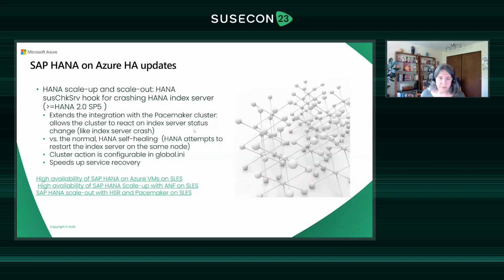Now, enter SUSChkSrv. With SUSChkSrv, there is an opportunity for a deeper integration between HANA and the Pacemaker cluster. There is a configuration which is possible. It is done in the global.ini file. With this configuration, you can direct whether the cluster should do a kill for the HANA application or if it should do a fence action.